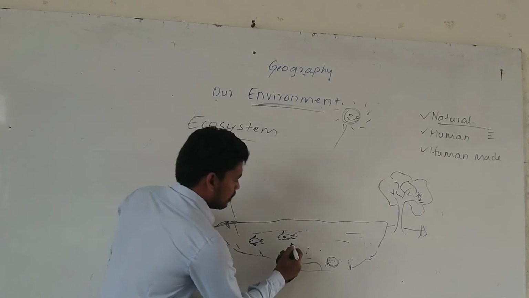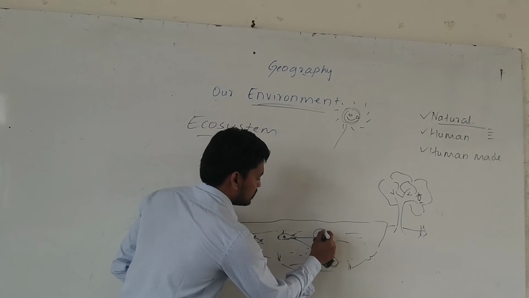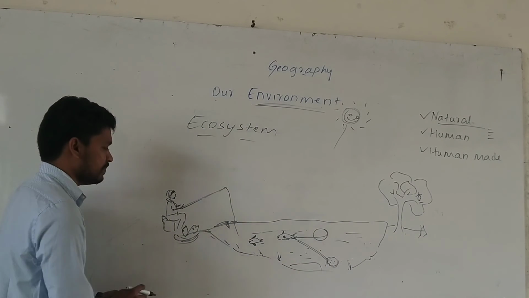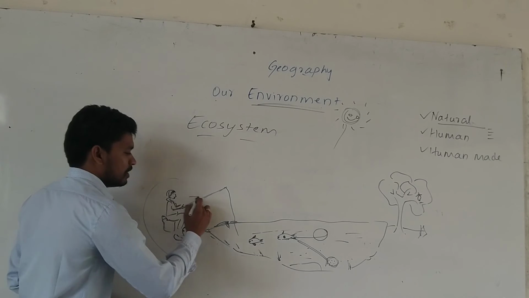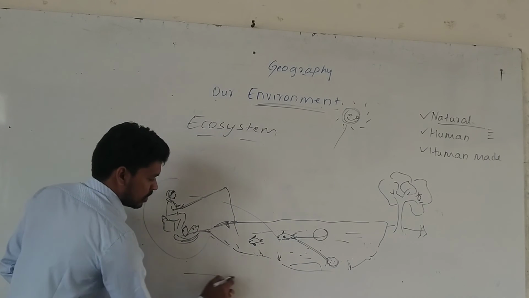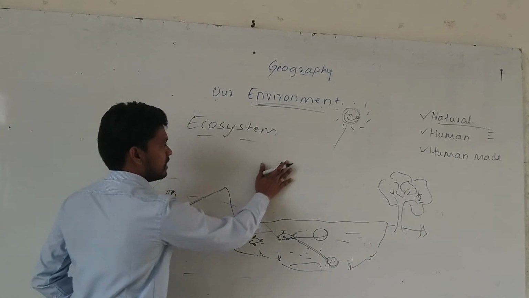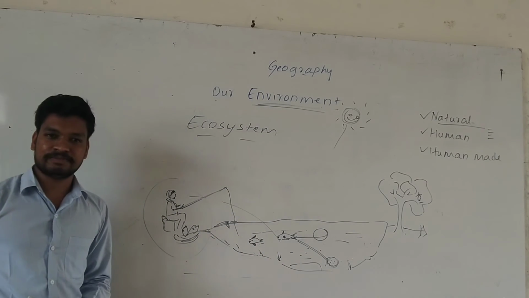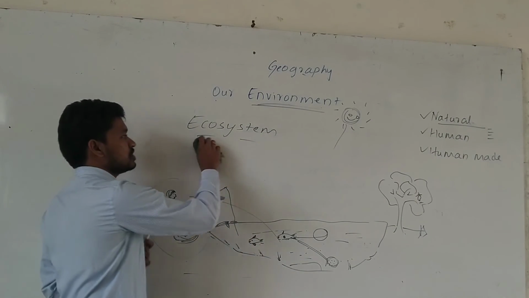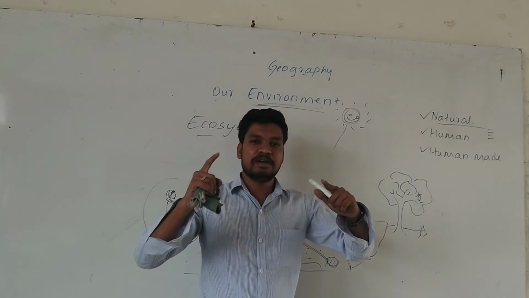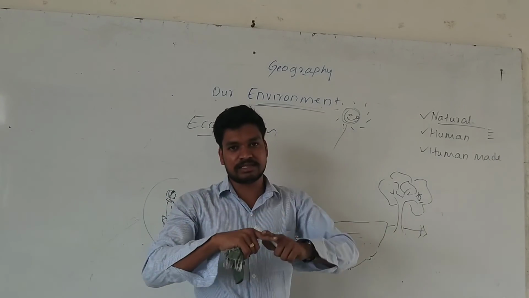So it is connected with both the things, non-living things and living things. Same like that, human beings are also dependent on these living things and these non-living things. The earth, air, sunlight and all those things, water. Isn't it? So it's called an ecosystem. And it is the connection of both the living and non-living things.